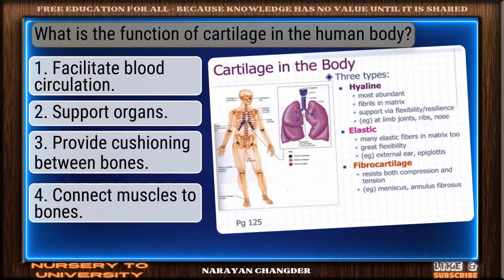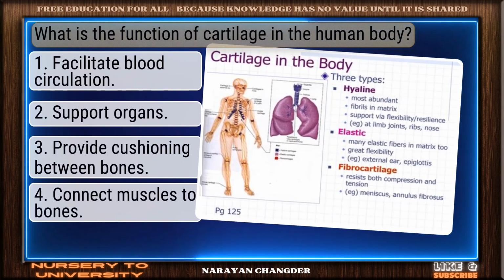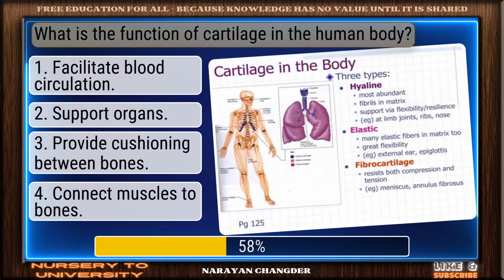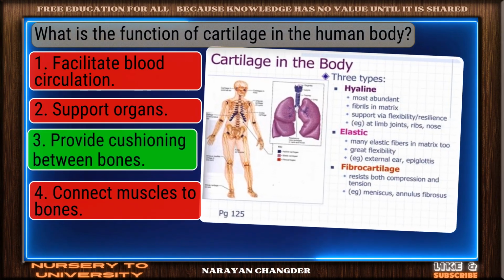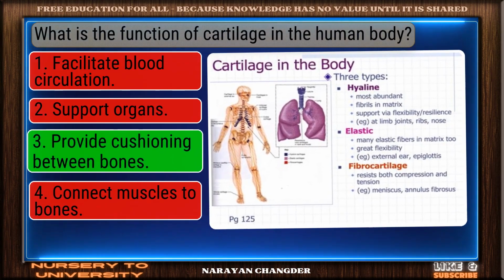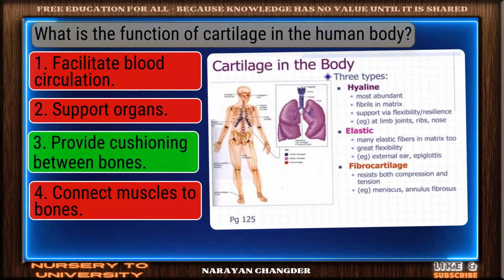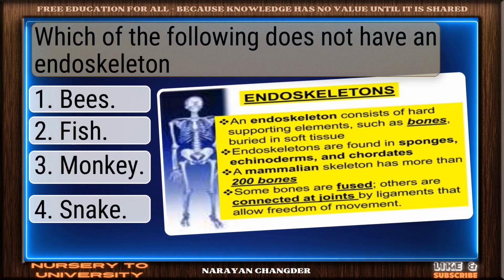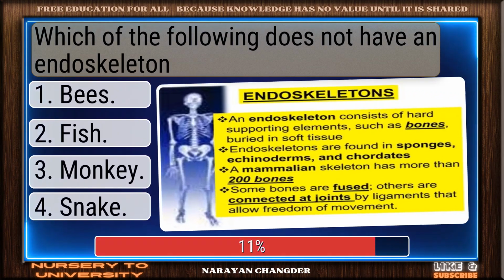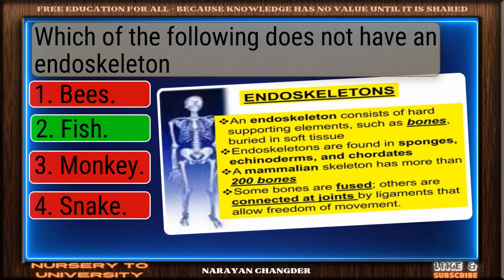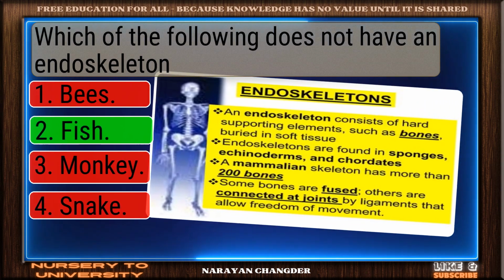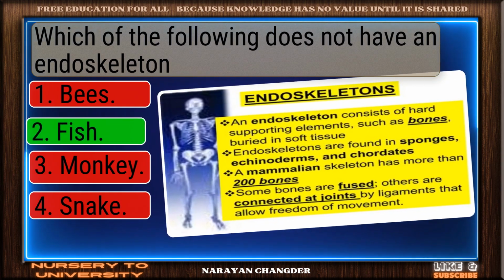What is the function of cartilage in the human body? Right again. Provide cushioning between bones is a valid answer. Which of the following does not have an endoskeleton? Correct response. Fish is the most accurate answer.